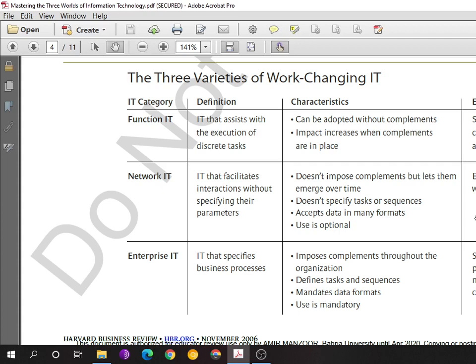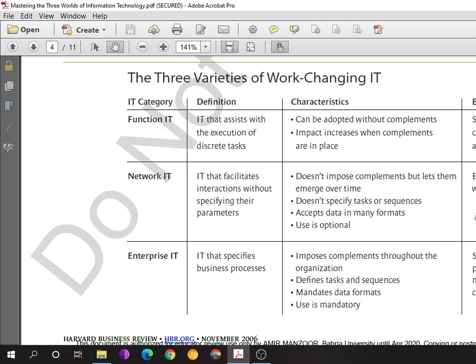The second one is network IT, and as the definition puts it, the name is easy enough to help you understand. As the definition says, it is IT that facilitates interaction without specifying their parameters. In short, technologies, and when I say technology, I automatically mean software, hardware, and protocols that go with it, and the procedures that go with it.